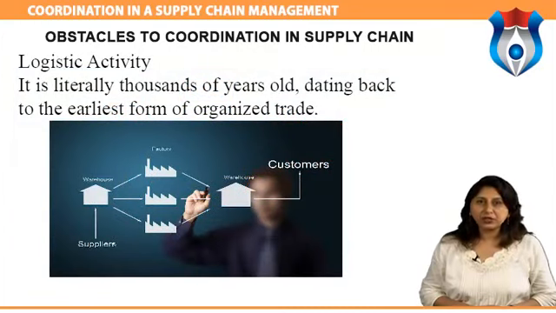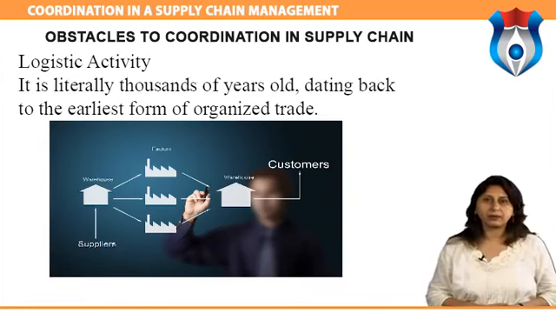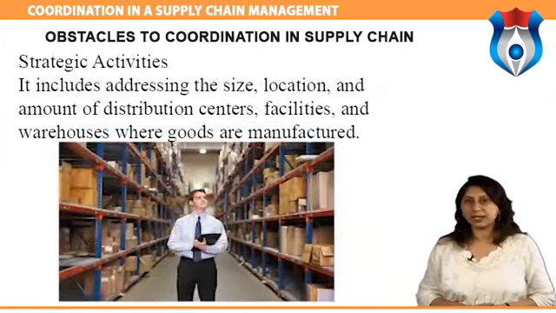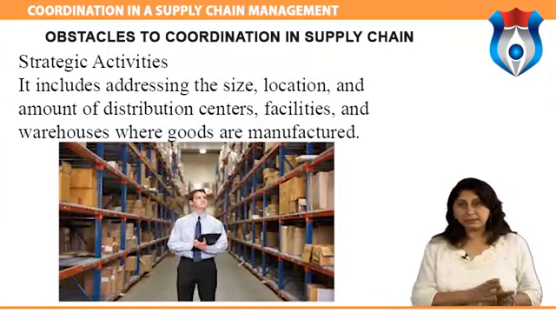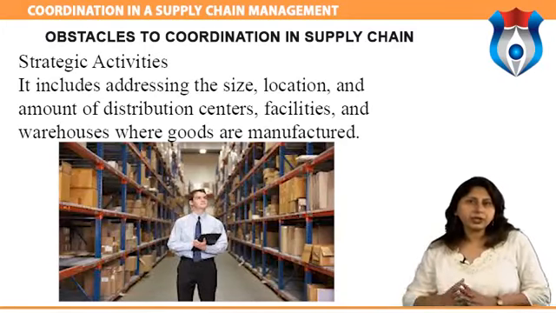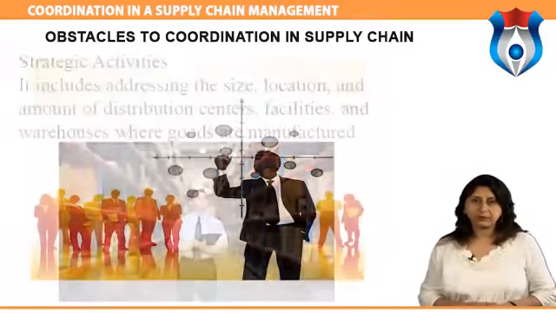Local optimization within functions or stages of a supply chain. Sales force incentives. Information processing obstacles. When demand information is distorted as it moves between different stages of the supply chain, leading to increased variability in orders within the supply chain.